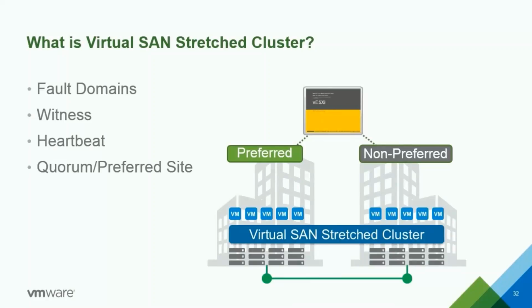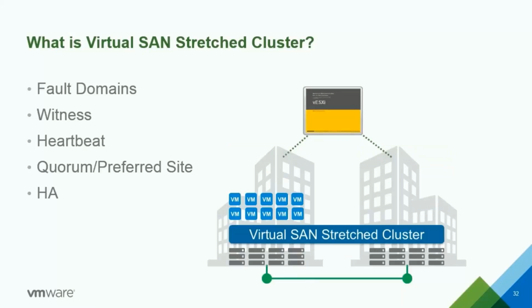In the case of a preferred and non-preferred site, the idea is that those VMs would end up running at that preferred site. We would establish quorum between the witness appliance and the preferred site. And I'll talk a little bit more in detail about that a little later.